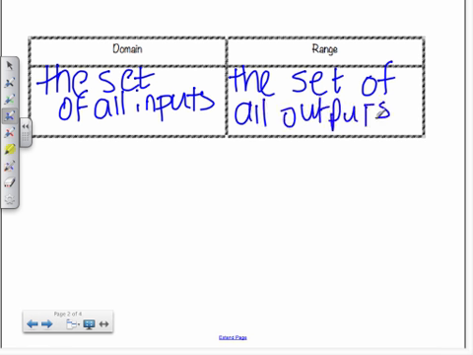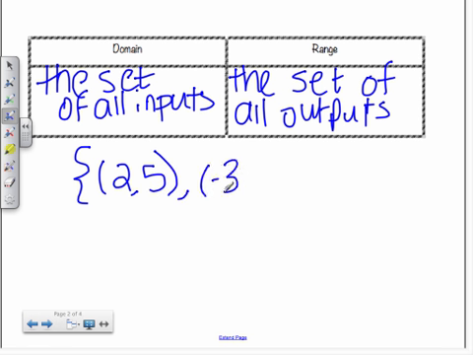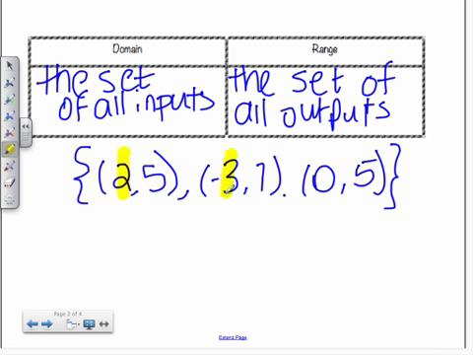So for example, if you have a function that looks like this, I'm just randomly choosing values: (2, 5), (-3, 7), and (0, 5). That would mean that the domain would be all of my x values right inside of here. So it'd be 2, -3, and 0. But when I write my answer out, I have to write it from least to greatest without any duplications. So my domain would be -3, 0, 2.